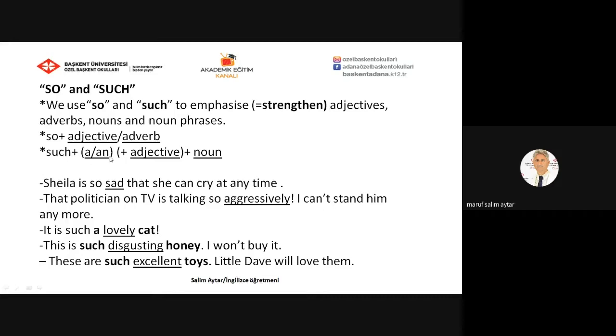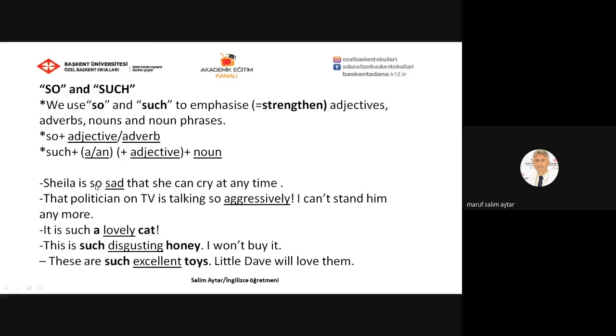And after such, we can have an for singular nouns, okay? An adjective and a noun then, okay? And after such, if the noun we're talking about is uncountable or plural, we cannot use an, but instead we can just use the adjectival phrase. What I mean is just adjective and a noun. We can see it here in the examples below.